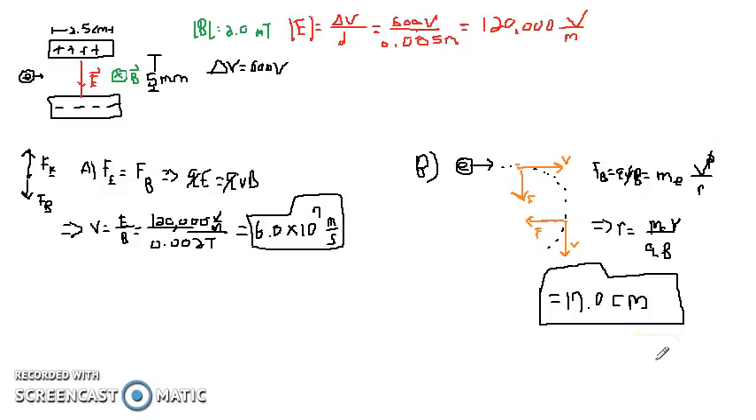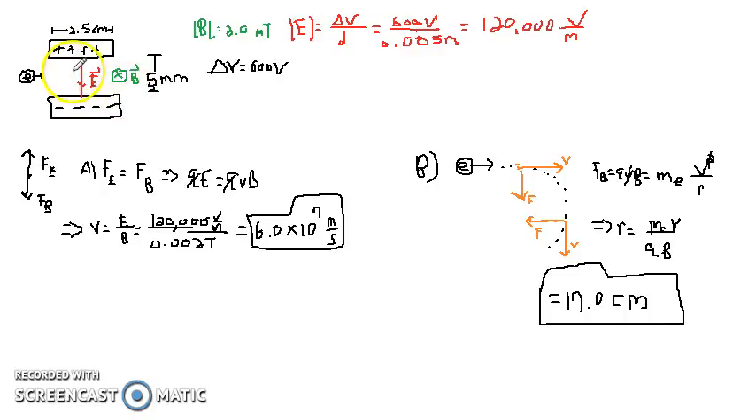Okay, here we go. An electron passes between 2.5 centimeter long parallel plate electrodes that are 5 millimeters apart. There is a 2 millitesla magnetic field perpendicular to the electric field between the plates. The electron passes through the electrodes without being deflected if the potential difference between the plates is 600 volts.